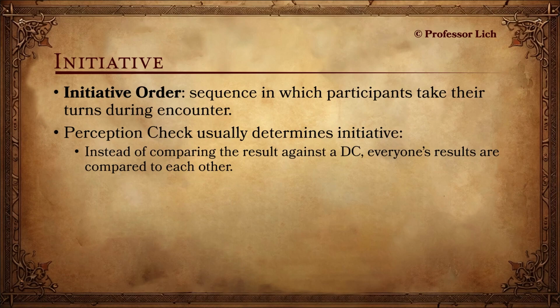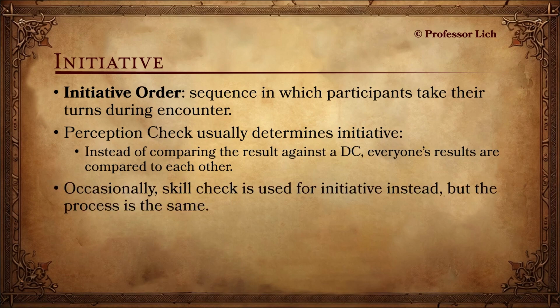So perception is usually used, but it doesn't have to be. Occasionally, a skill check can be used instead, but the process is still the same. So instead of comparing against a DC, everyone's ranked according to the roll that they've had, and that's the order in which everyone takes their turn.